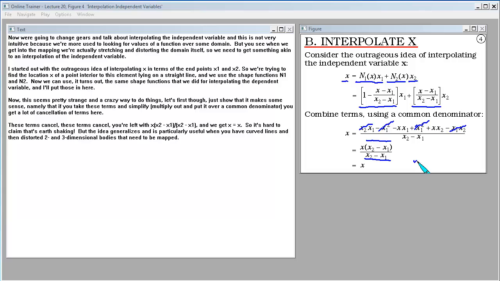So it's hard to claim that's earth-shaking, but the idea generalizes and is particularly useful when you have curved lines and then distorted 2- and 3-dimensional bodies that need to be mapped.